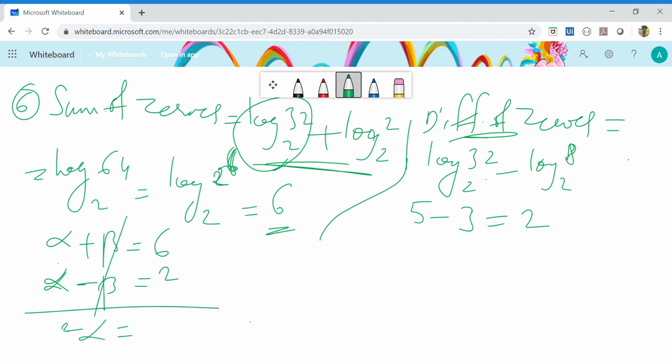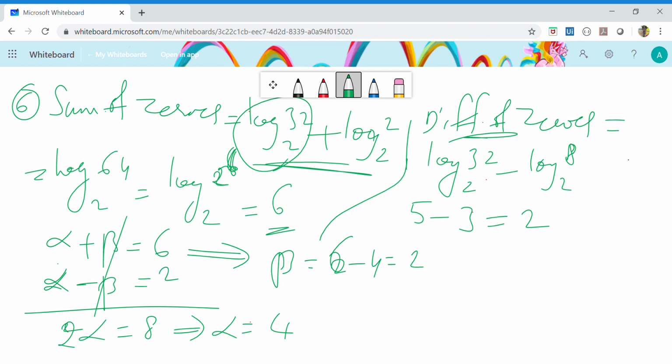2 alpha, here you got the fourth chapter connective also. So it is a connection with the third, fourth and first chapters. 2 alpha is equal to 8, which implies alpha is equal to 4. If alpha is 4, from the equation alpha plus beta is 6, so beta is equal to 2. Six minus 4. Then alpha and beta you got: alpha is 4, beta is 2.